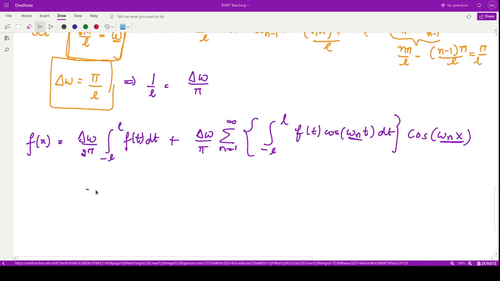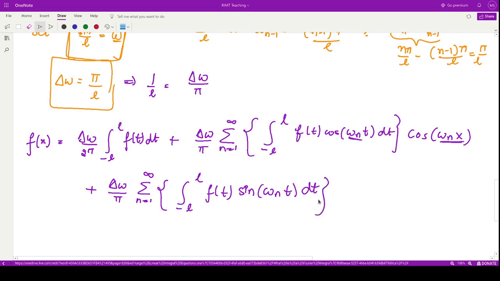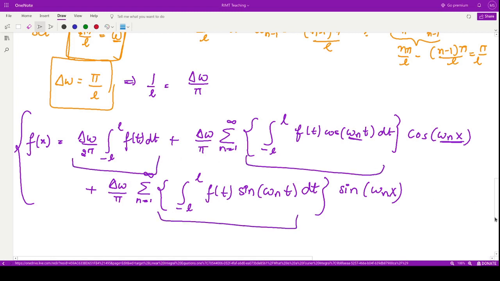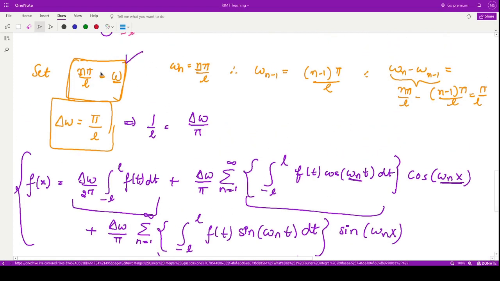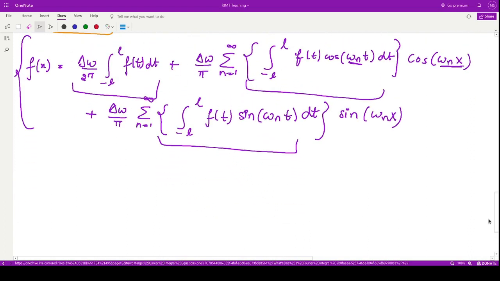So this is the second term, and in a similar way you have the third term to be summation n varies from 1 to infinity. Instead of bn, now I can write minus L to L f of t sine omega nt dt. So this is the value of bn, and you have sine omega nx as such, right? So this becomes your Fourier series when you substitute the values of the constants in the given Fourier series, and you have just replaced the term n pi by L as omega, so that your delta omega becomes pi by L, right? So this is what you have.